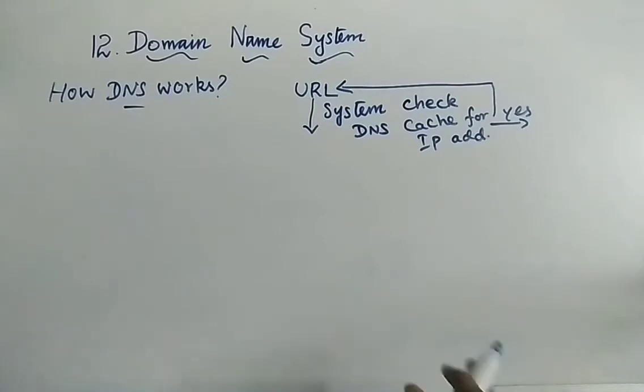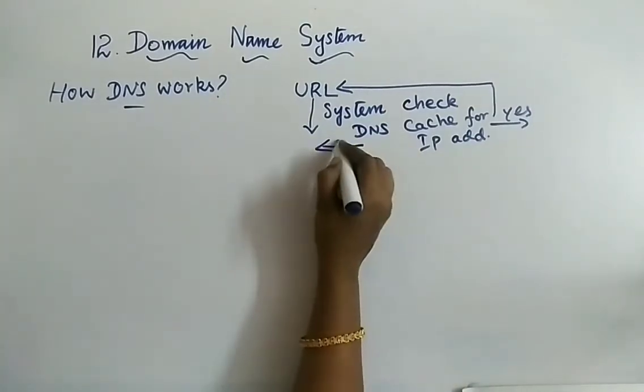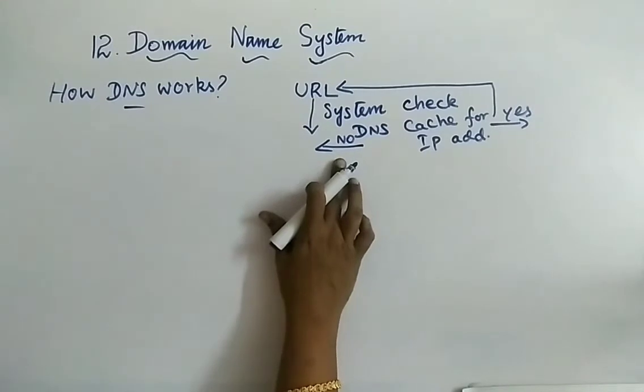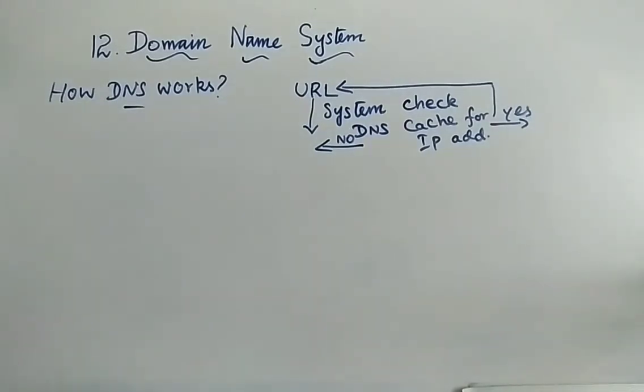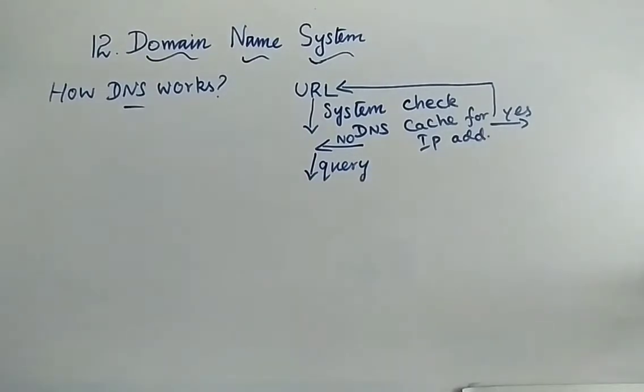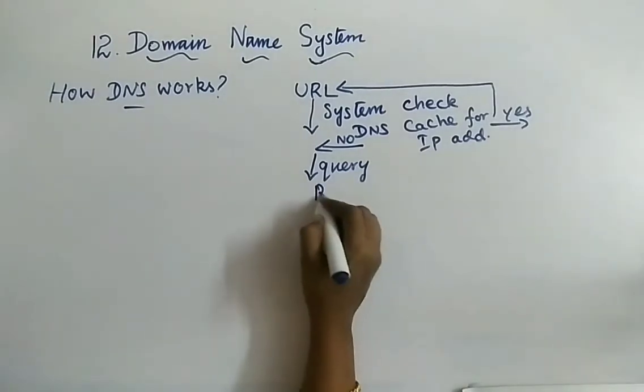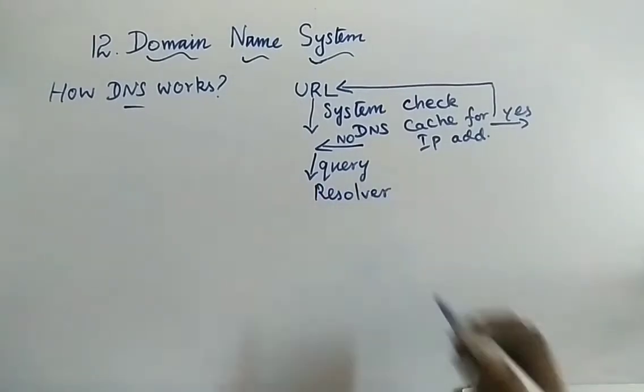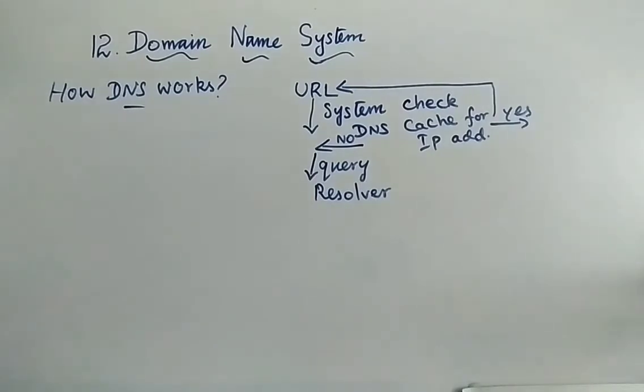The next case is no. If it does not have the IP address there, what is it going to do? It goes to the next step, where it makes a query. Query means it is going to ask a question. There you have the resolver to find out the IP address. This resolver is responsible for finding the IP address, which we discussed in the previous class. So this resolver goes to the next step to get the IP address from the ISP.